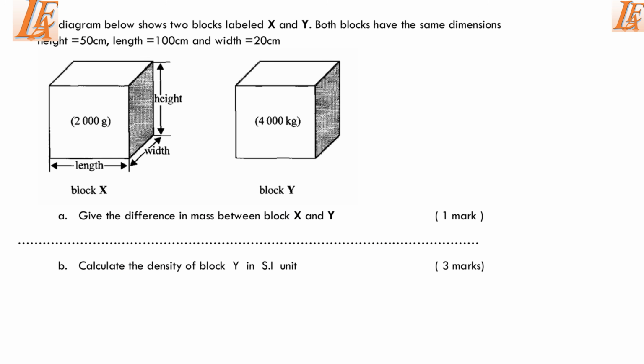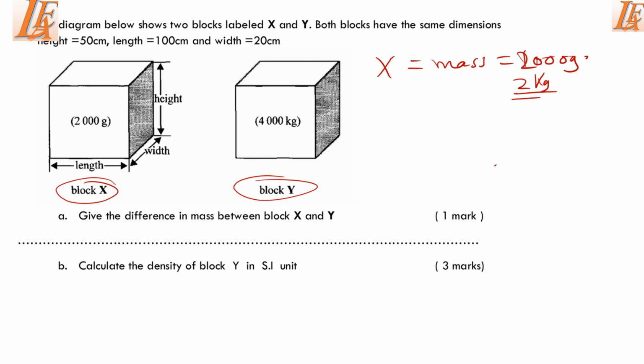Question 32, the diagram below shows 2 blocks, X and Y. Both blocks have the same dimensions. Height is 50 centimeters, length is 100 centimeters, and width is 20 centimeters. So in this case, you can see we have block X and block Y, where block X has a mass of 2000 grams. If you convert to SI unit, it's going to be 2 kilograms. Then block Y has a mass of 4000 kilograms in SI unit.